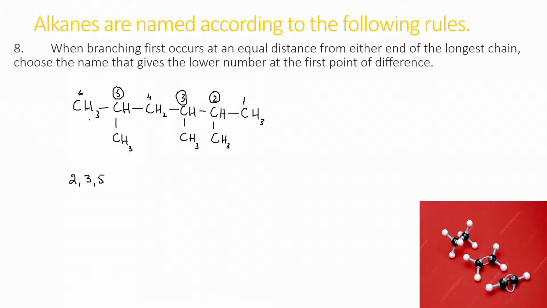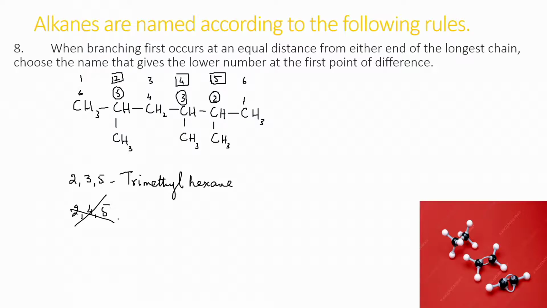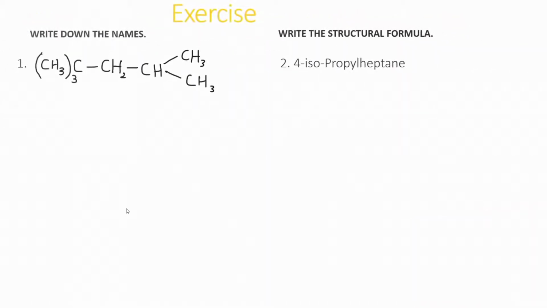What if we count from the other side? If I count from here 1, 2, 3, 4, 5, 6, then the numbers with which the methyl groups are attached would be 2, 4, and 5. See, the numbers are greater. 2, 4, and 5. So that means we will not select these numbers. Now we will select 2, 3, and 5, and the name would be trimethyl, followed by the name of the parent chain, which is hexane. So we are finally done with the rules. Let's practice some more.